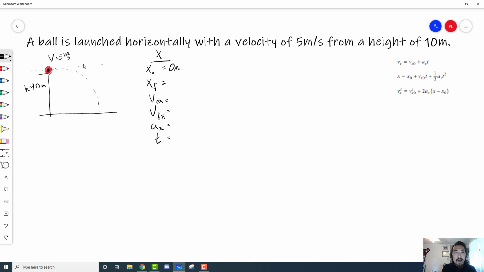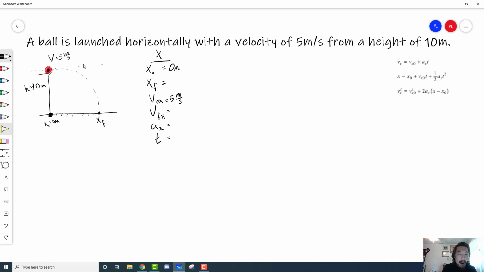All right, x final. X final is how far away this object landed. So if this is the x-axis, and we know that the object started here at x0 is 0 meters, where it lands along this x-axis is your final position. Sometimes you might see this as the total distance or the range of the object, but I'm going to call it the final x position, and we don't know that yet. Our initial x velocity, the problem gives us, and that is 5 meters per second.